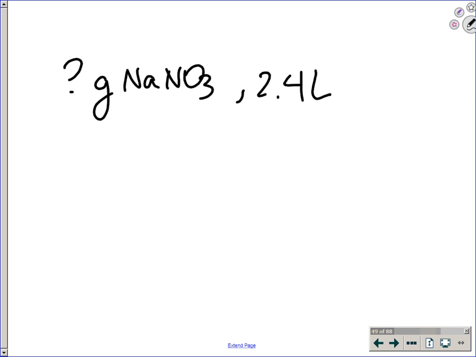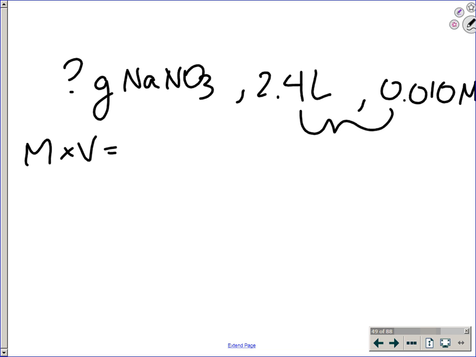So the question is, how many grams of sodium nitrate are needed to prepare a 2.4 liter solution, that solution being 0.010 molar. Anytime I give you liters and molarity, what do you have to do with that? When you multiply them together, M times V, what does that always provide you? Moles.